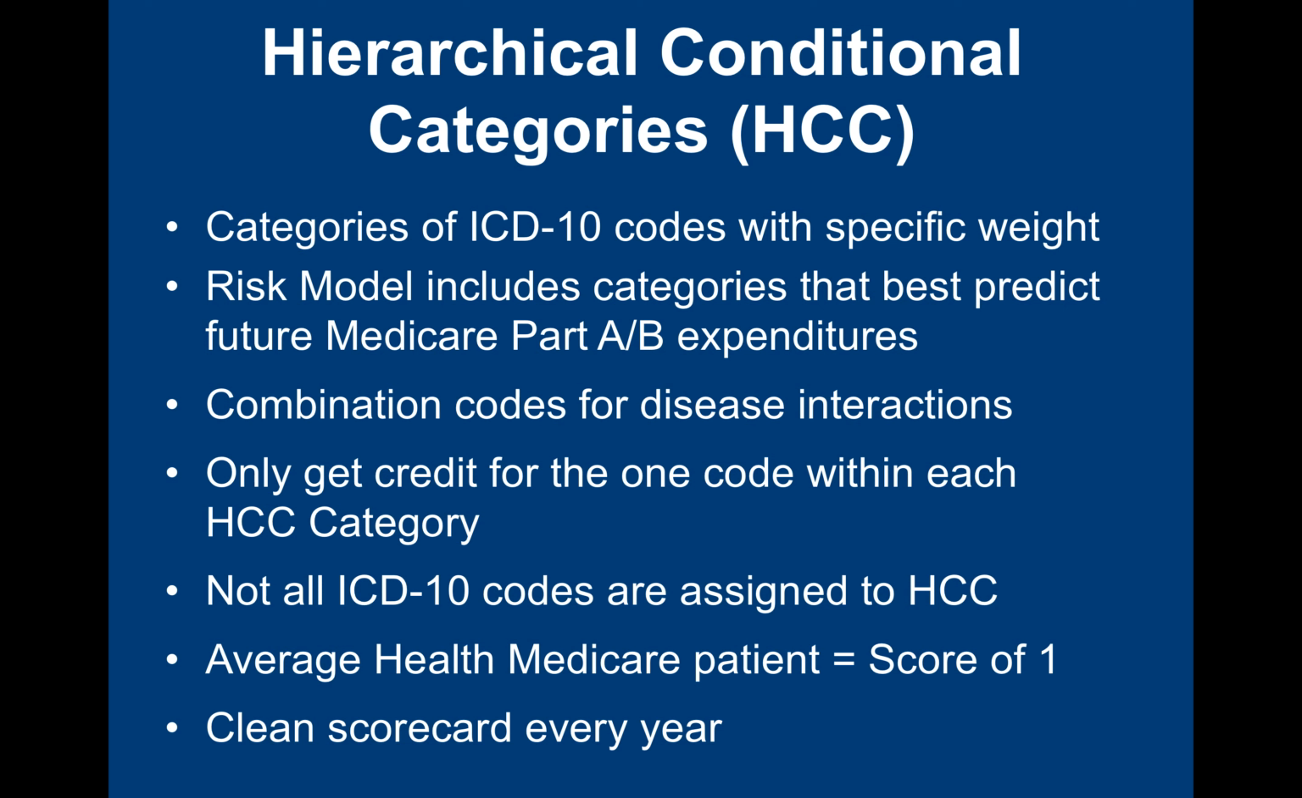The average healthy Medicare patient for the nation would have an average score of 1. So the higher the score, the more severity of that patient's illness. And patients get a clean scorecard every year. They call this the Medicare miracle. So if someone has an amputation, which has been coded in the past, but it is not coded in the present year, then Medicare views that patient as if they no longer have that amputation.